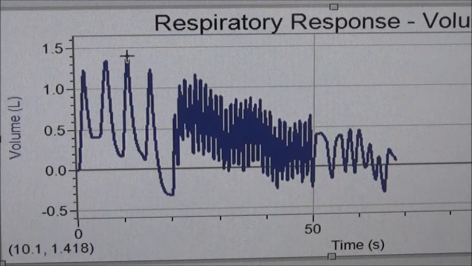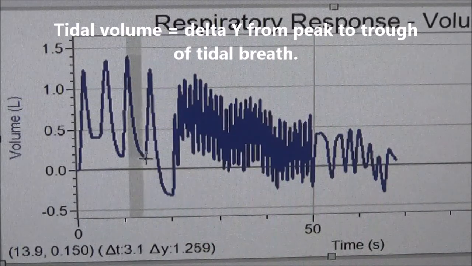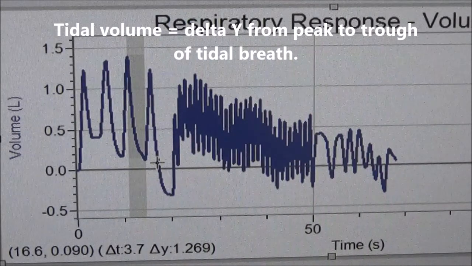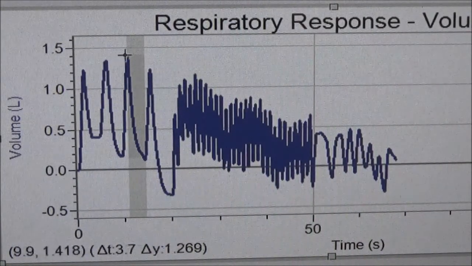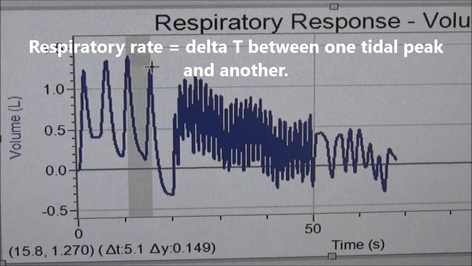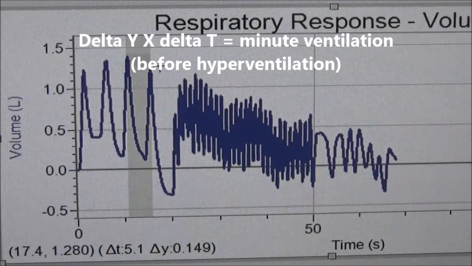We're going to have to go from peak to trough of a tidal breath before, and we're going to have to record that delta Y. Write it down. Okay. All right, and now we're going to have to get the respiratory rate. We'll go from peak to a neighboring peak, and we're going to have to look at the delta T. Okay, write that down. And when you multiply those two numbers together, you get minute ventilation.